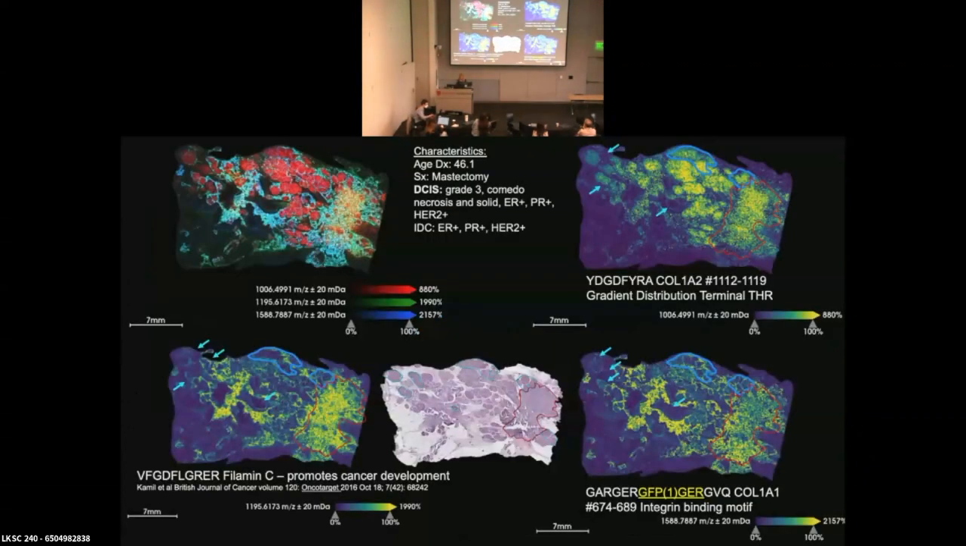And so when we just look at some of the images here, this is ductal carcinoma in situ grade 3. And so we can see as we go across the tissue toward the cancer region, we have this type of gradient pattern. And we can see these gradient distributions of different parts of the extracellular matrix. We do get some cellular proteins, which are very important to see. And so here we're seeing a piece of filamin C that promotes cancer development. And then here we see an integrin binding motif across the tissue.